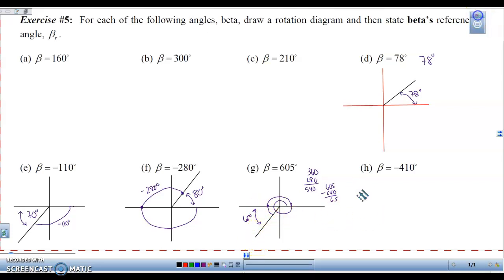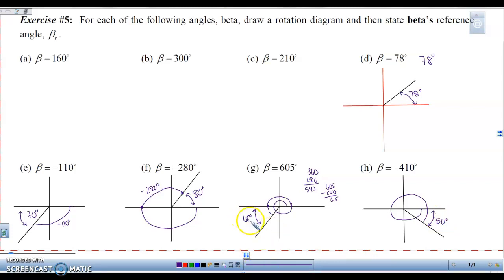Okay, last one. Beta is negative 410. First of all, is it clockwise or counterclockwise? It's going to be clockwise, negative 410. It would go from here, there's 180, 360, and then how much more would I have to go to get to 410? Another 50 degrees, going down like that. So my reference angle for negative 410 would be from here to here. How far is that from the x-axis? It's going to be 50 degrees, and that's my reference angle.